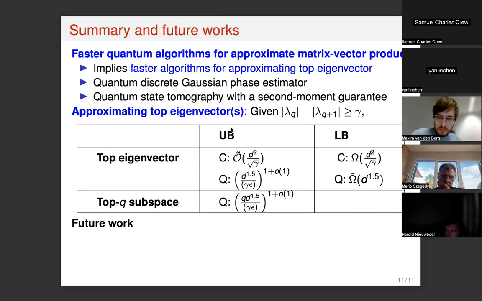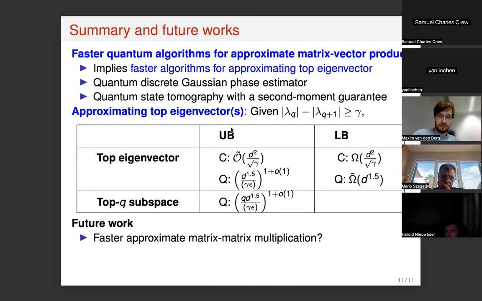And there are some future works. First of all, can we use something similar to the tricks we introduced here to do a faster approximate matrix multiplication? This is what we think is most interesting, because matrix multiplication time has been stuck for quite a long time. So if anyone can provide a quantum faster matrix multiplication, it will be amazing.